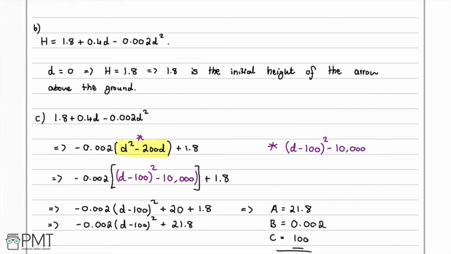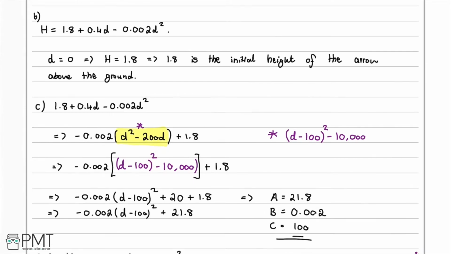Then moving on to part C of the question, this was worth 3 marks also. We receive our first mark for taking out this common factor of negative 0.002. We then receive the second mark for completing the square, so going from d squared minus 200d down to this term here, d minus 100 squared minus 10,000. We then receive our third mark for coming to the correct conclusion with negative 0.02 (d minus 100) squared plus 21.8.